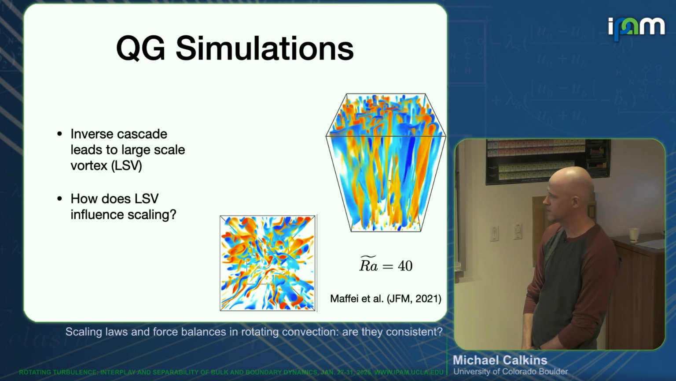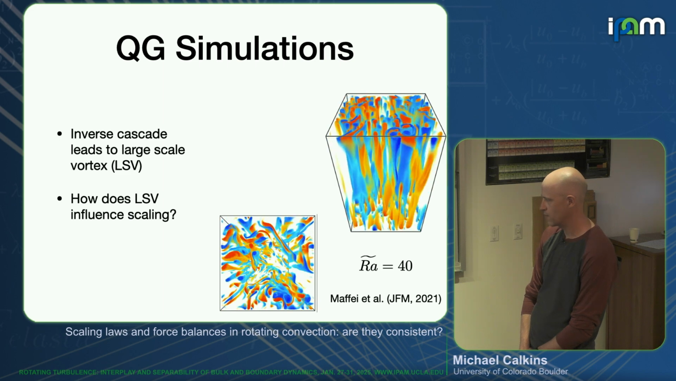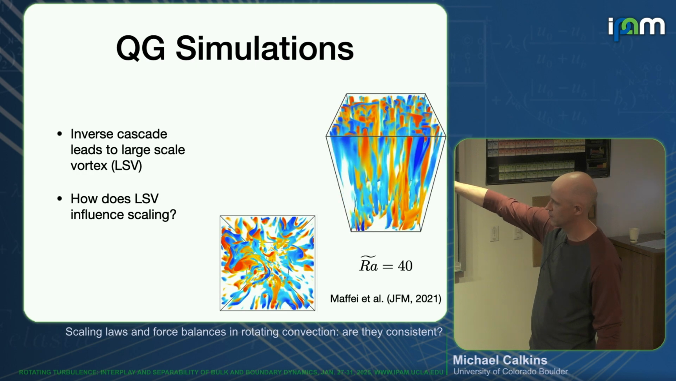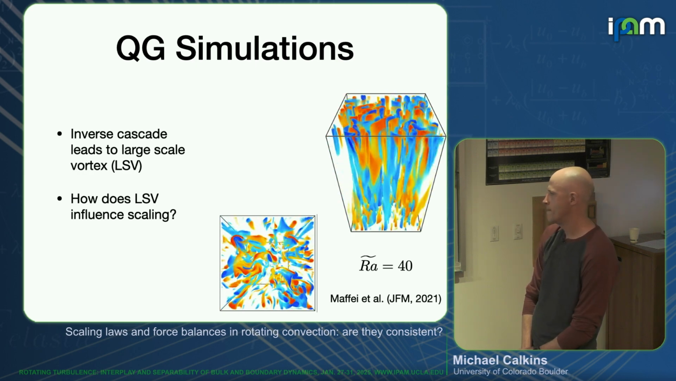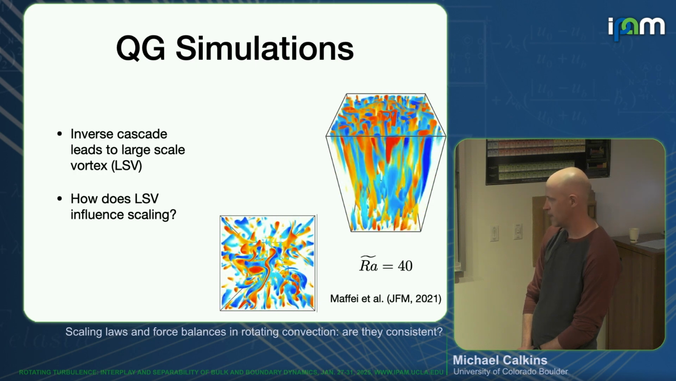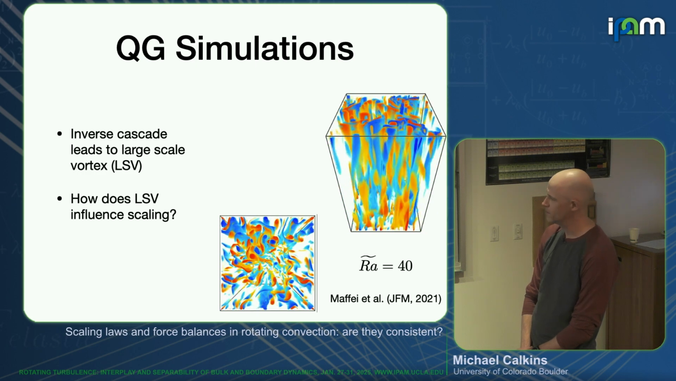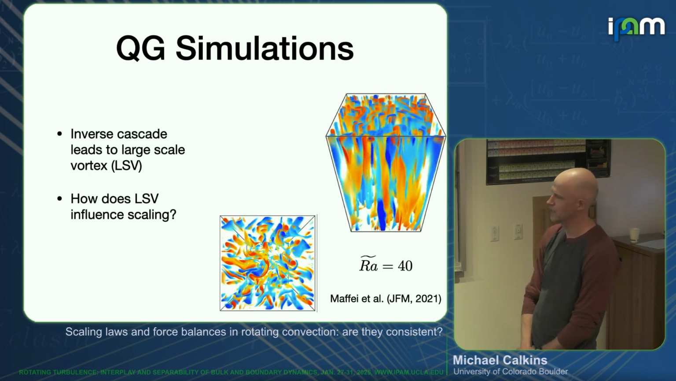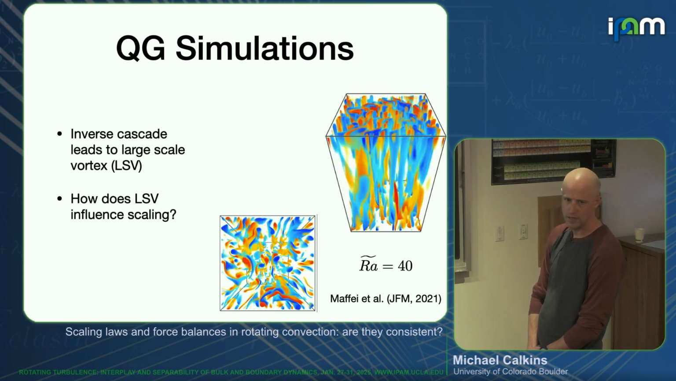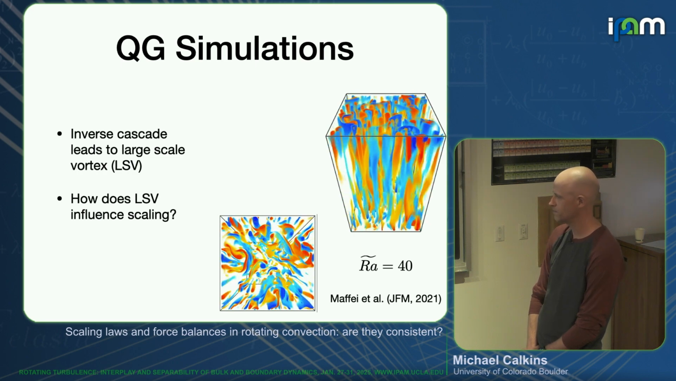These are simulations of the reduced model at a reduced Rayleigh number of 40 for a Prandtl number of 1. So this is a top-down view, a perspective view. At Prandtl 1, the large-scale vortex dominates the kinetic energy at this reduced Rayleigh number. In fact, it becomes dominant around a reduced Rayleigh number of 25 or so for Prandtl 1. So it quickly becomes the energetically dominant mode in the system.